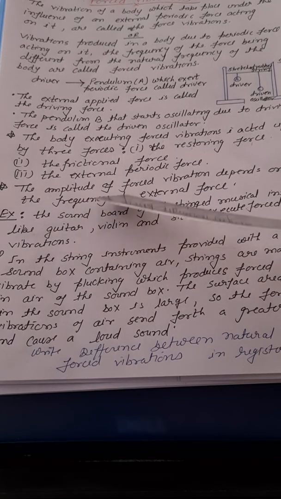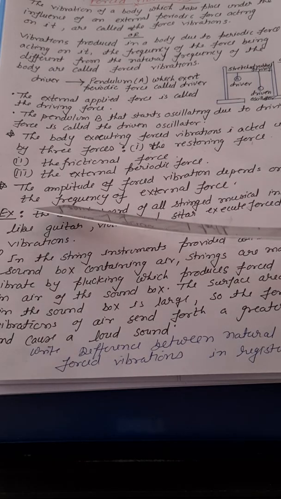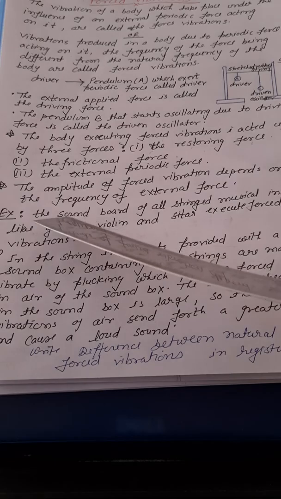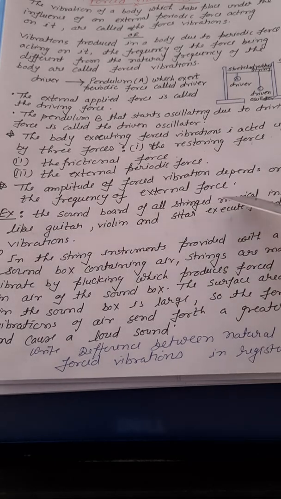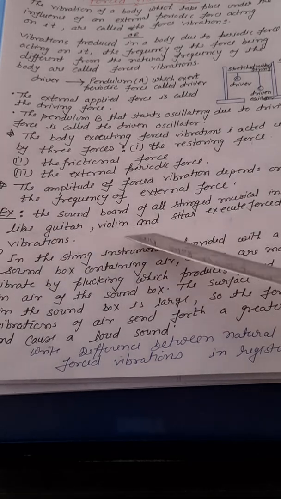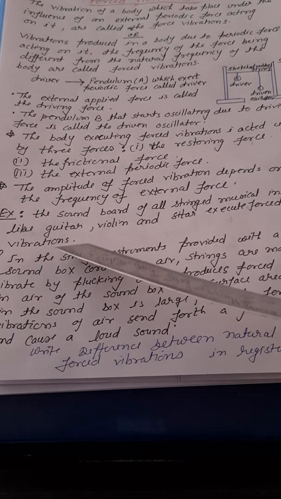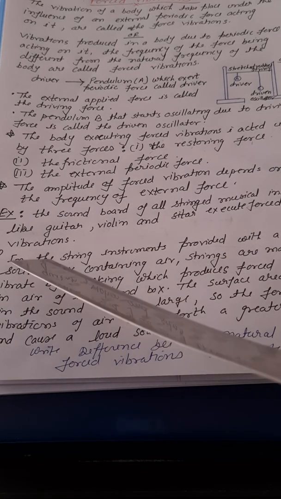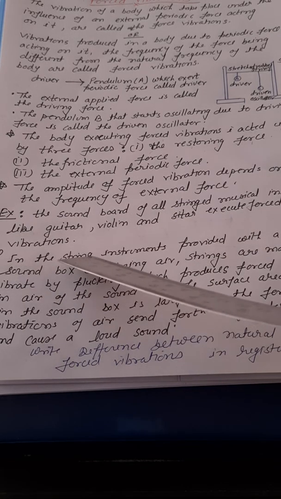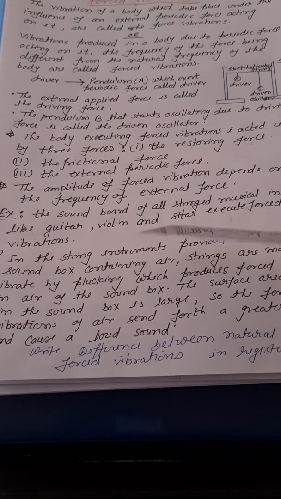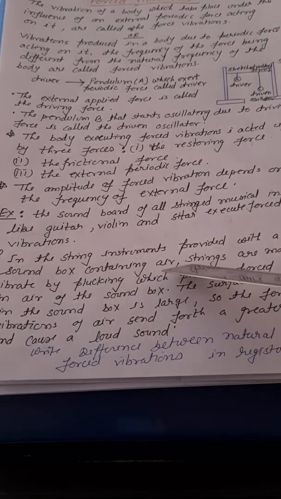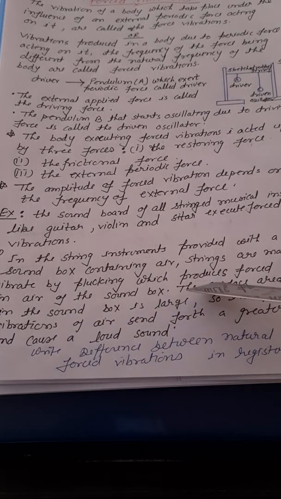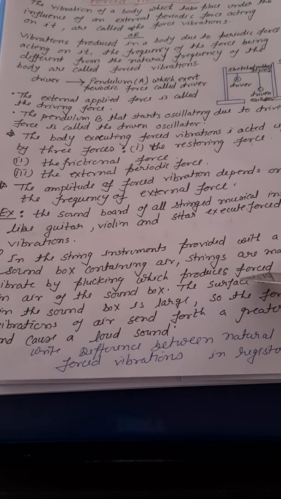Now the amplitude of the forced vibrations depends on the frequency of the external force. The soundboard of all string musical instruments like guitar, violin and sitar execute forced vibrations. We'll discuss all the examples later on. These are applications. One of them we are discussing here. In the string instruments provided with a hollow sound box containing air, strings are made to vibrate by plucking, right?